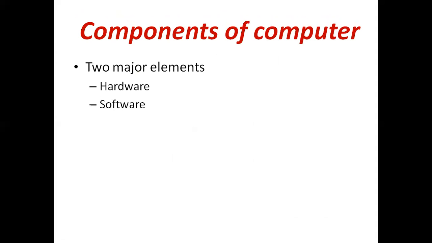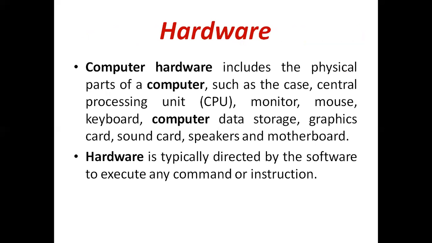Then we are going to see about the components of the computer. So there are two major components or two major elements available in the computer. First one is hardware, then second one is software. What is meant by hardware? The computer hardware includes the physical parts of the computer. So all the physical parts of the computer are called hardware, such as case, central processing unit, monitor, mouse, keyboard. These are all the hardware, and also graphics card, sound card, speakers, motherboard. These are all the basic physical parts of the computer called hardware, right?